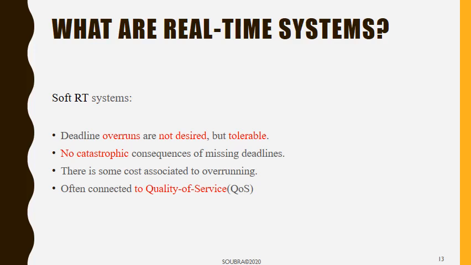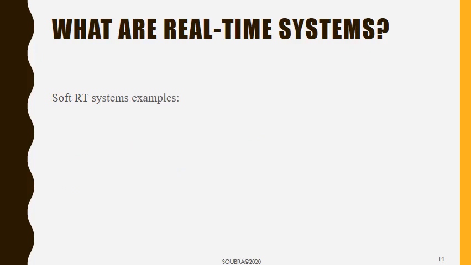However, they're definitely not desired. You can afford them because there's no catastrophe that will result from missing deadlines. However, there's always some cost associated to overrunning deadlines, and it's often connected to something that we call quality of service. So basically, it will give you an indicator: the more deadlines you miss, the less quality of service you have. And I let you imagine a couple of examples during class. So these are the soft real-time systems.